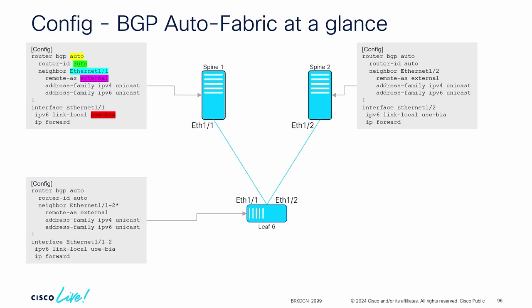How does the spine discover the IP address of the leaf? I mean, it doesn't need to because I just say remote AS external, right? And then based on the... Well, that's negotiated through BGP, right? So they exchange, this is the local AS I have.